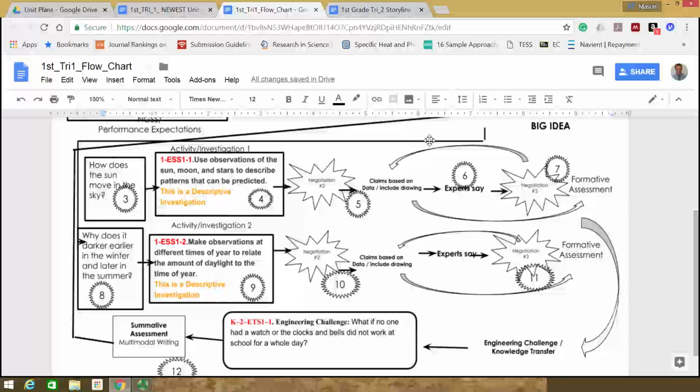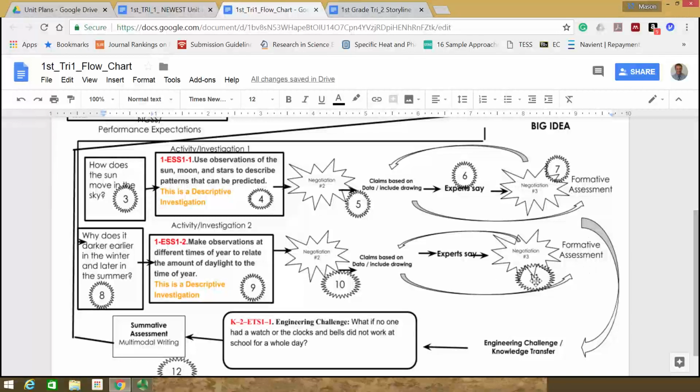Then you'll go into the second investigation: why does it get darker earlier in the winter and later in the summer. And this again will be a descriptive investigation. They'll have a negotiation, go all the way through this, and have another formative assessment here.